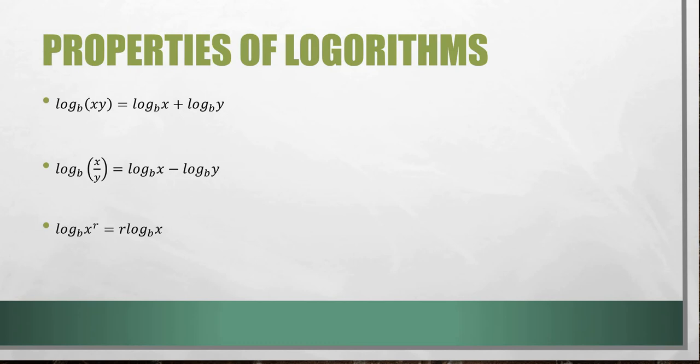Properties of logs. If you remember, when you multiply the argument, the piece inside here is called the argument, we add the two logs. So if I have ln of 2x, this would be the same as ln 2 plus ln x. I hope you remember that ln is another way of writing log base e. If I take the quotient of x and y, I'm going to use subtraction, and if I have x raised to a power, the power can come down in front and multiply. So these are our properties of logs.